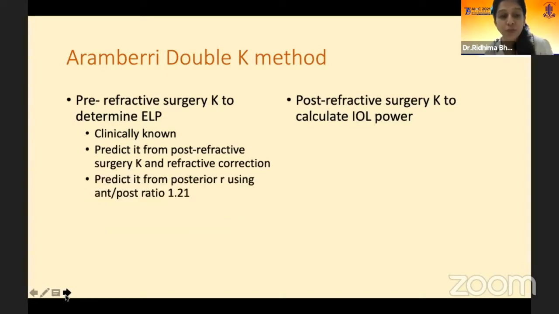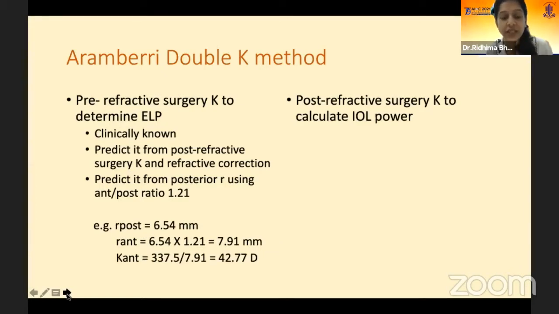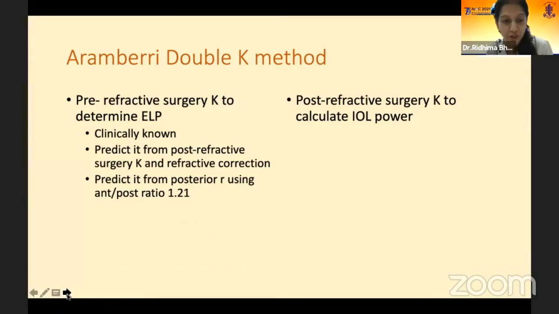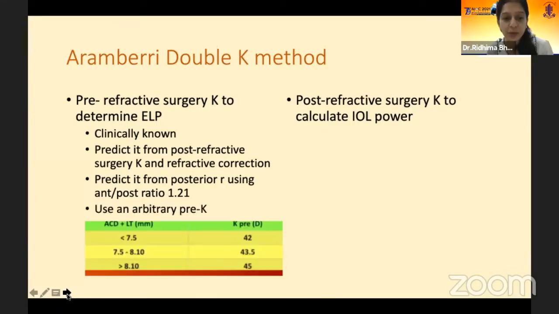Or it can also be predicted using the posterior radius of curvature. After a myopic LASIK, the posterior radius of curvature is not changing. So if as of now it is 6.54, you multiply that by 1.21 and you'll get the anterior radius of curvature, and converting it into a dioptric value would give you the pre-K reading for that particular cornea. Or there are also arbitrary measurements from which you could derive the pre-K, as shown in this table.